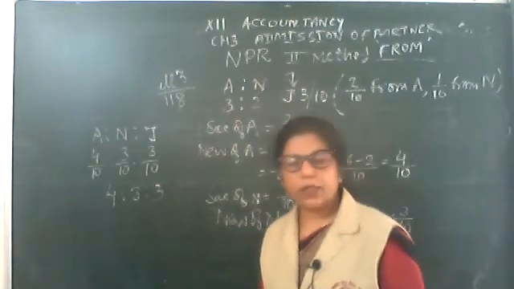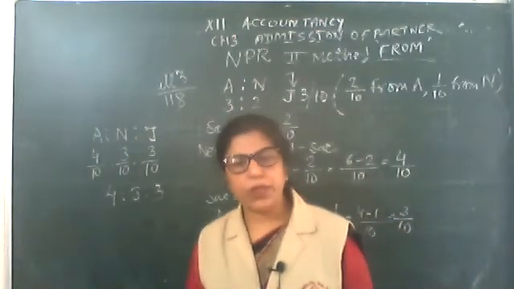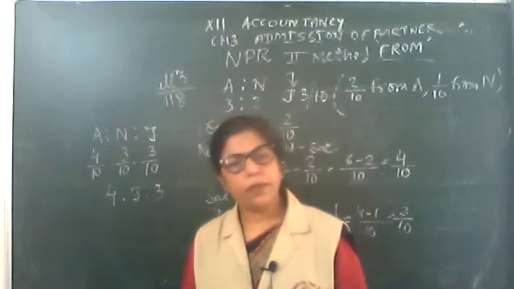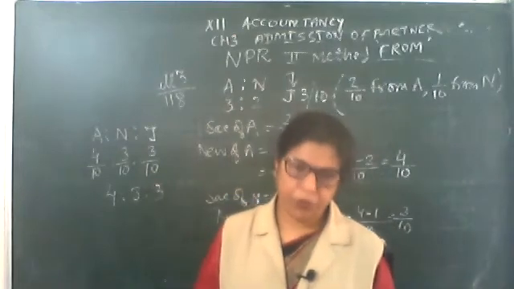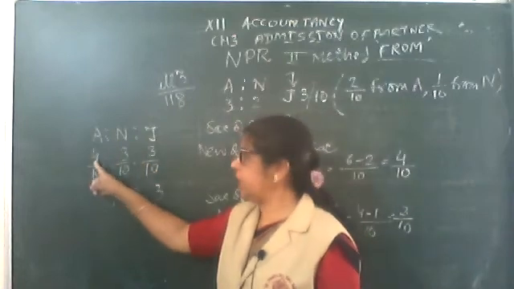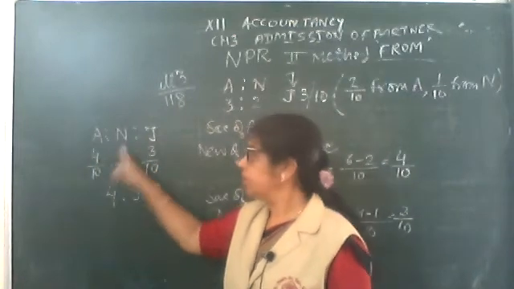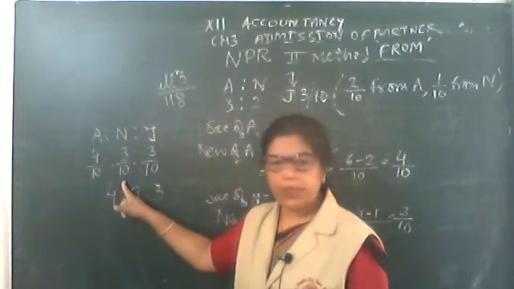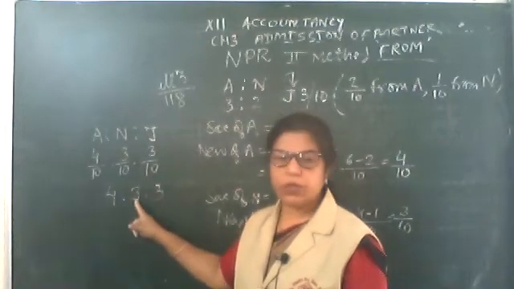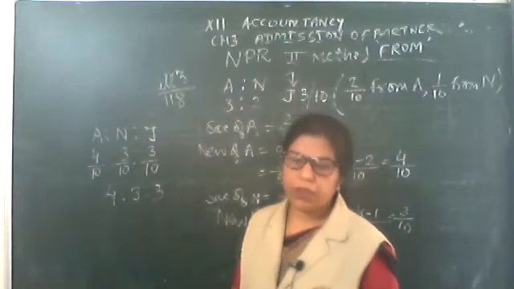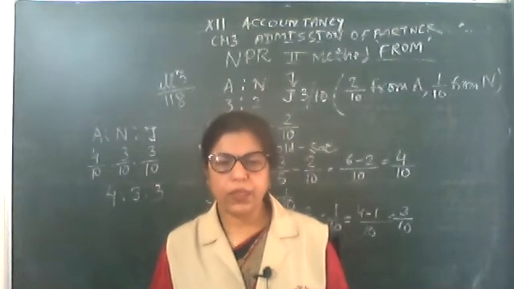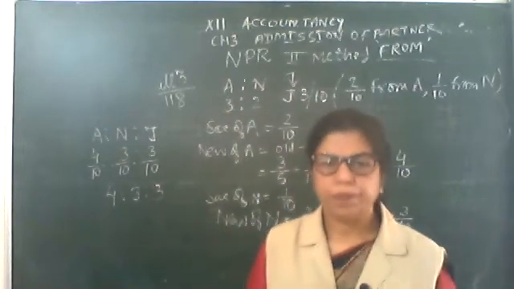But as I explained to you, you should write all the partners while putting the NPR, new profit ratio. So here, see, A's share is 4 by 10, N's share is 3 by 10, J's share is 3 by 10. 4, 3, 3 will be our answer. Note down, children. Then I'll give you another question.